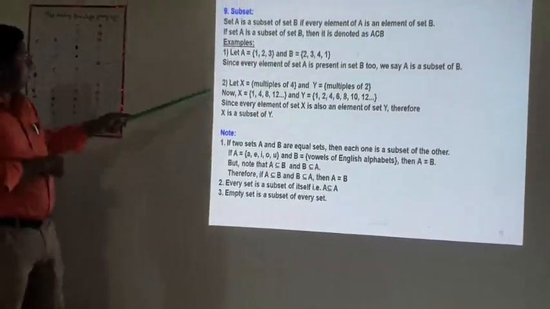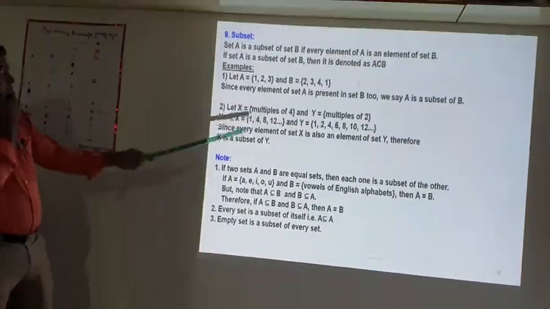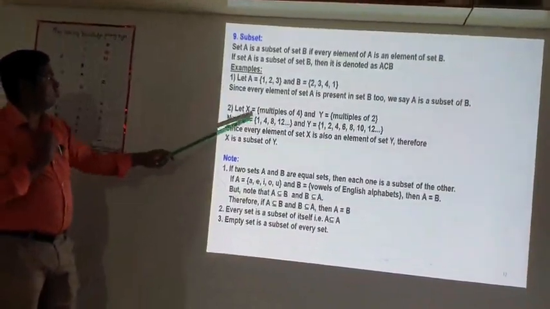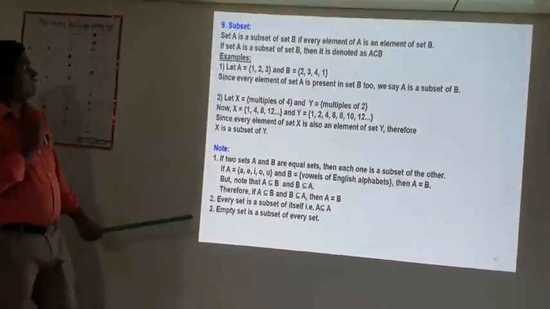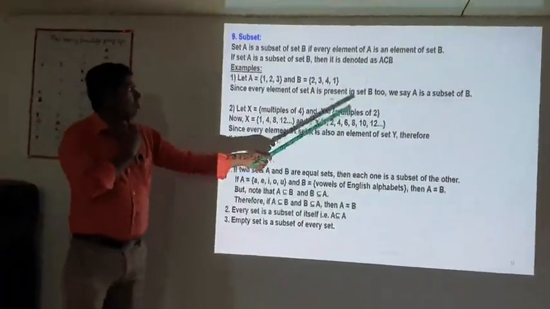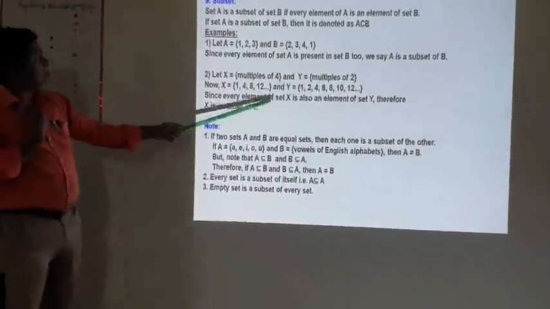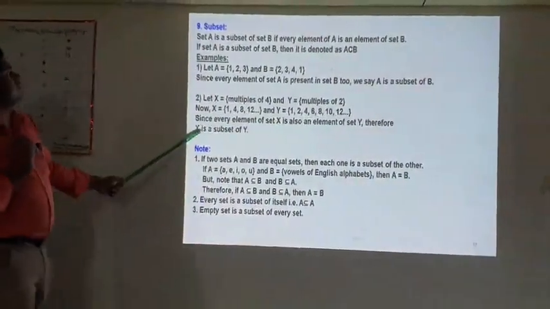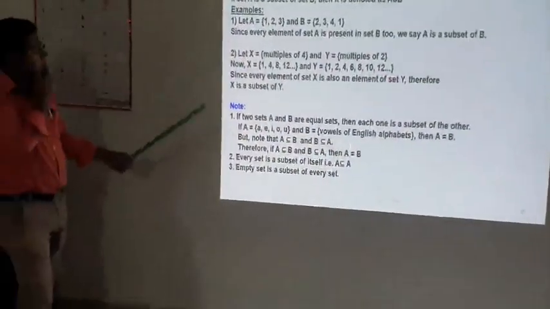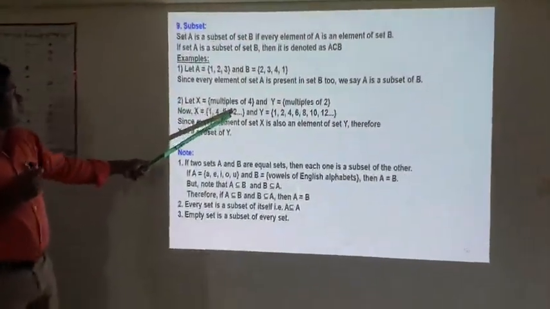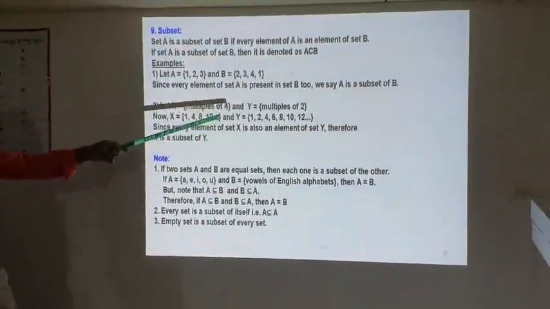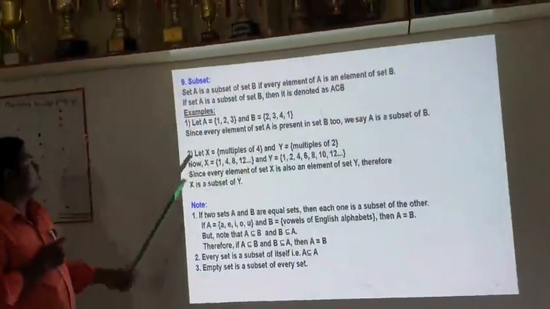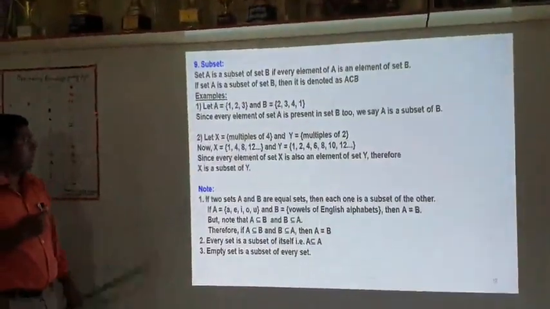See another example. Let X be the multiples of 4 and Y be the multiples of 2. Then X is equal to 4, 8, 12, etc., and Y is equal to 2, 4, 6, 8, 10, 12. Since every element of set X is also an element of set Y, therefore X is a subset of Y. Here X has only 4, 8, 12, and here Y has 2, 4, 6, 8, 10. All elements of X are contained in set Y. So X is a subset of Y.